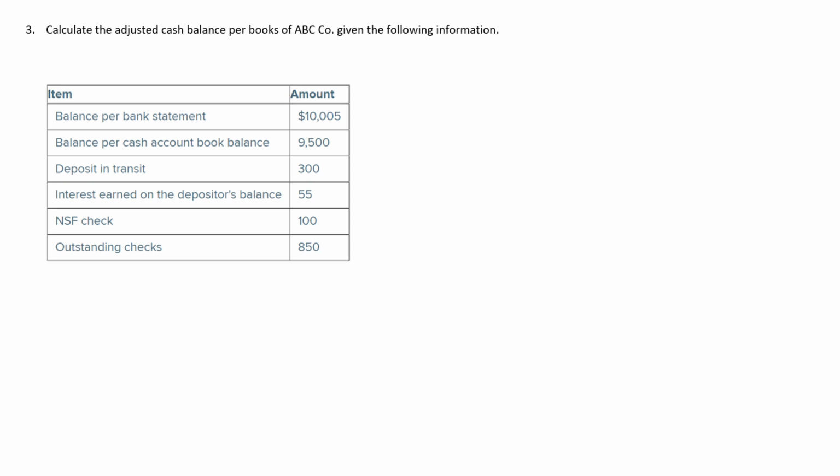This is another short bank reconciliation example. So it says calculate the adjusted cash balance per the books of ABC Company given the following information. We're going to do the adjusted balance for the bank and the books so we can show that they reconcile. So we'll go ahead and set this up, the bank side and the book side.